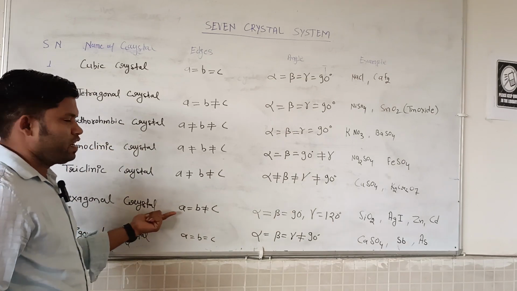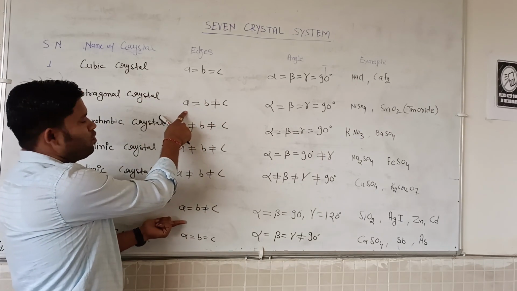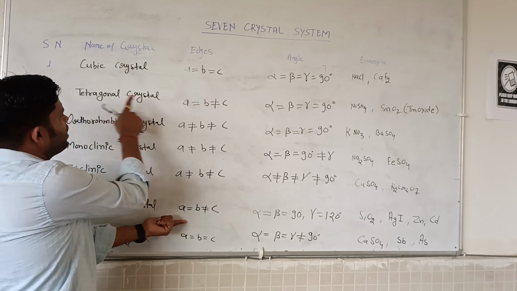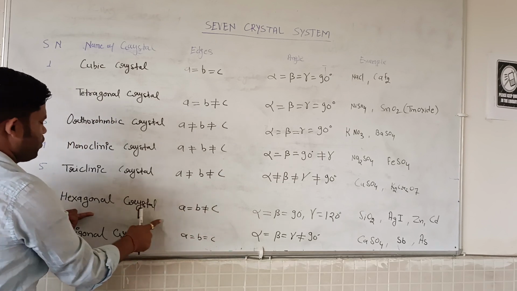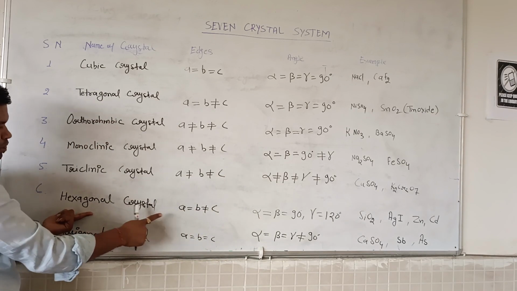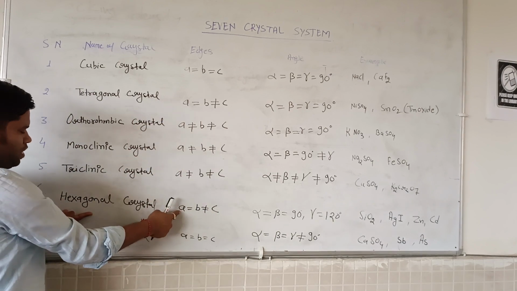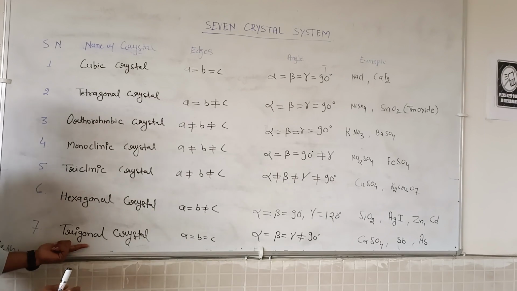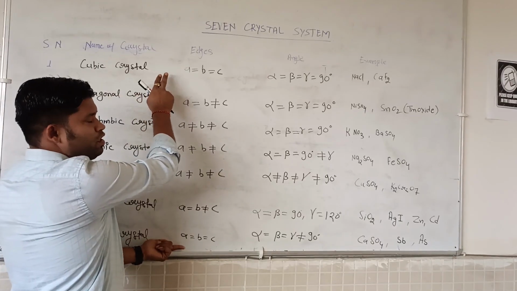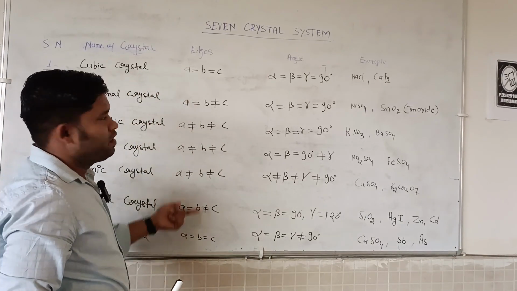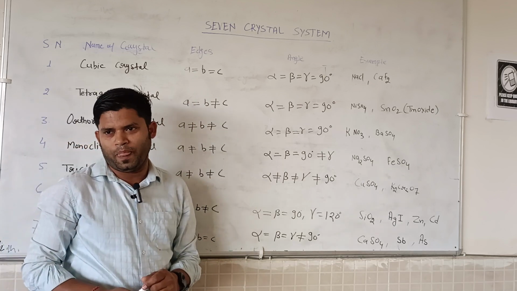Now come to the hexagonal crystal. Now repeat tetragonal crystal. What is the property of tetragonal crystal? a equals b, b not equal to c. The same thing is repeated here in hexagonal: a equals b, not equal to c. Clear? Repetition. Now come to the trigonal crystal. In trigonal crystal, the same thing as in cubic crystal is repeated. Edges are all equal. That is, a equals b equals c. Clear?